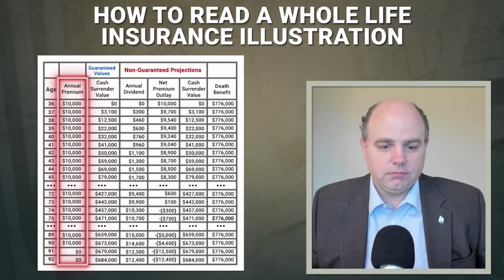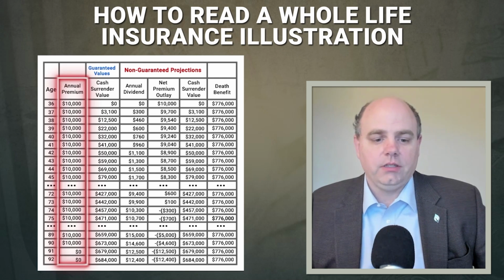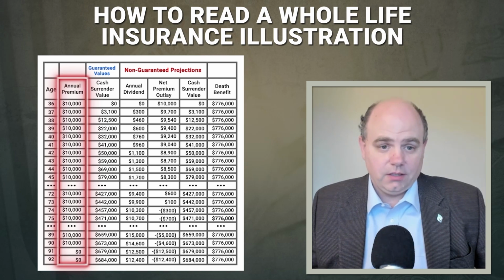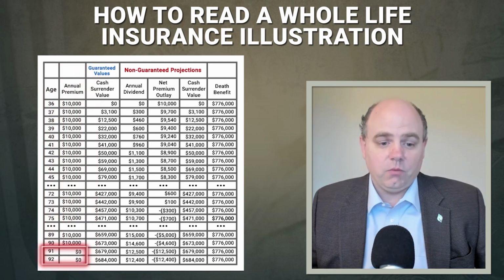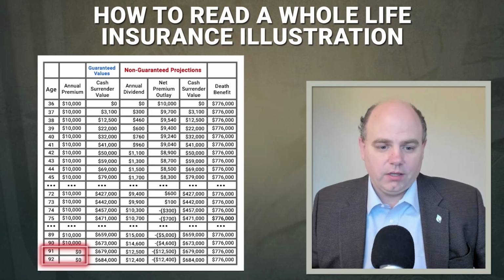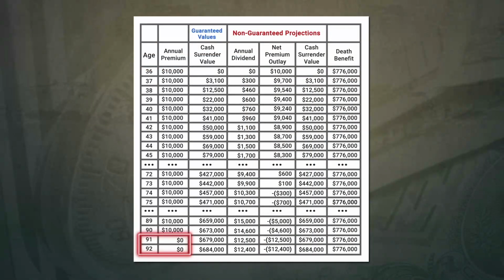Now notice here, I'm bringing your attention to year 91. So notice the $10,000 annual premium payments are going through all the way up through year 90, or age 90, I should say. But then when the policyholder hits age 91, notice the premium drops to zero, and then it stays zero from that point forward. So what that means is this particular policy design is what we might call paid up after 90.